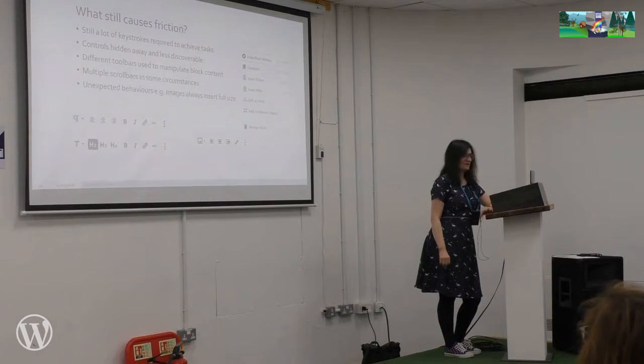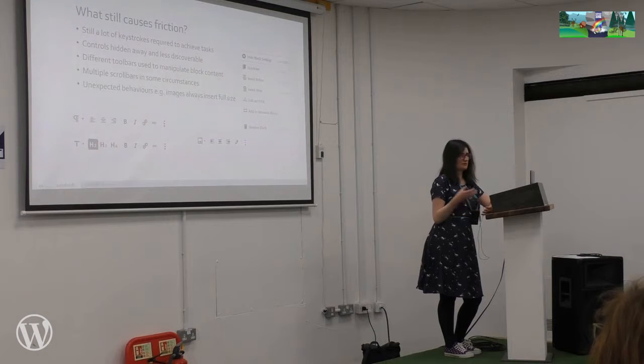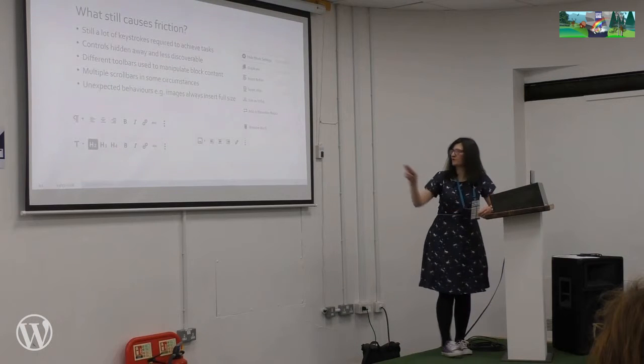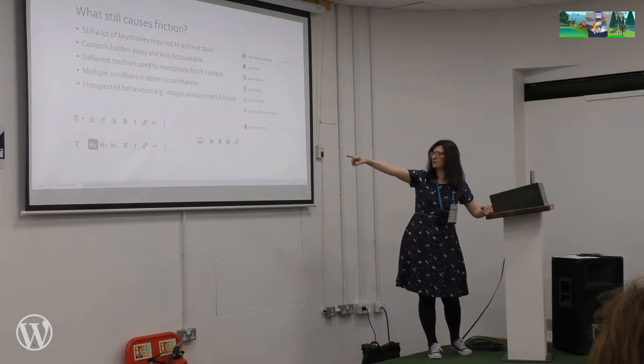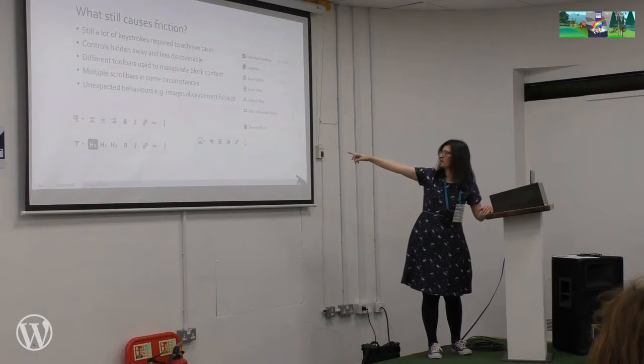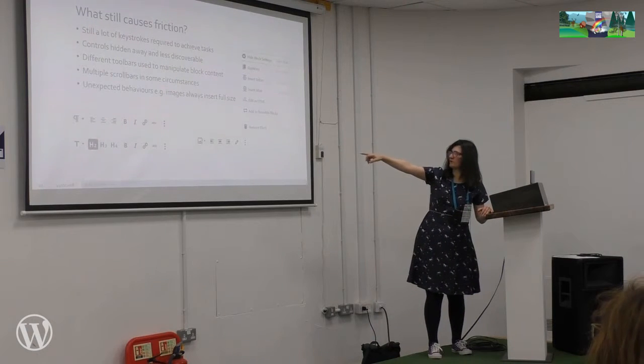But we still have some items causing some friction. So even though we've got the keyboard shortcuts, it still needs a lot of keystrokes to create and publish a post. We've got different kinds of toolbars per block. So we've got the paragraph toolbar at the top there, we've got a heading one, and we've got an image one here, and they all look slightly different.